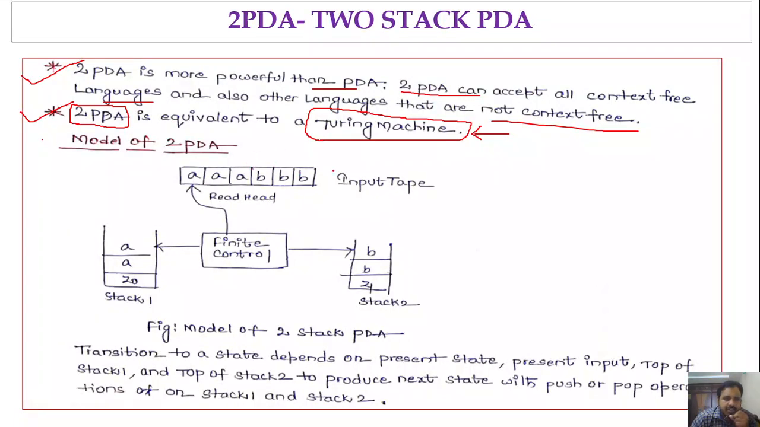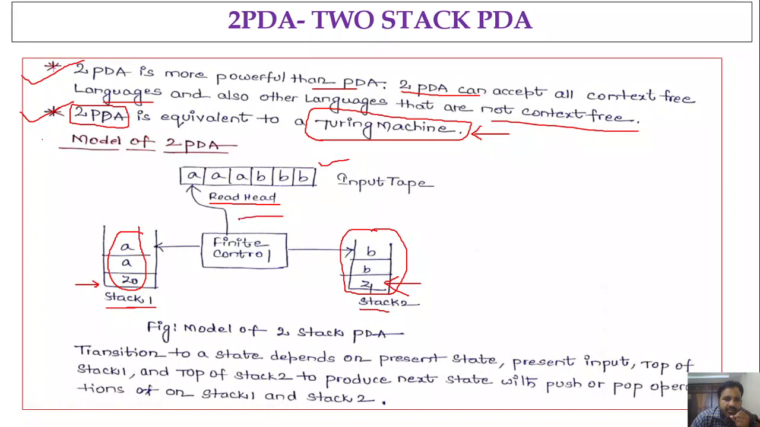Actually we have the input tape. To read the input symbols from the input tape, we have this read head. Along with that, we have the two stacks, stack 1 and stack 2. We have this stack 1, where the bottom of the stack is represented by Z0, and we have stack 2, in which the bottom of the stack is represented by Z1.